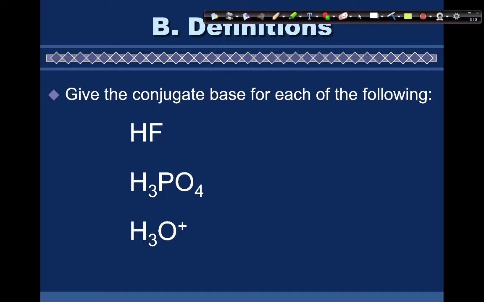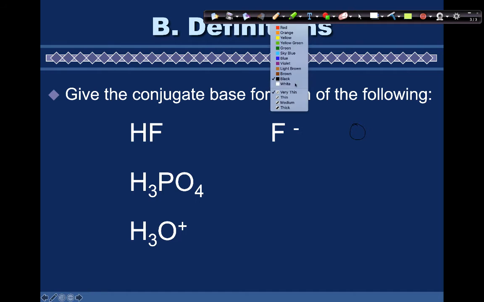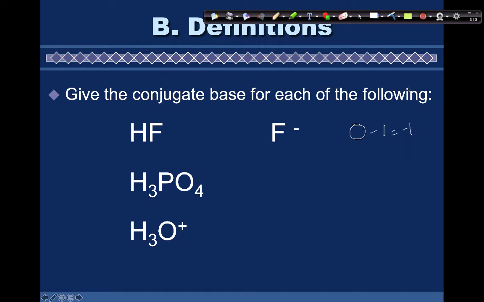All right, so let's give the conjugate base for each of the following. If we're going to give the conjugate base for these, we're going to take off an H plus. So you're going to take off an H, but don't forget you're taking off an H plus, so the charge will be different. So HF becomes F minus. So you're taking off the H, and then you have a charge of 0. Okay, so right here you have a neutral charge. Okay, you're taking away a positive 1. So that becomes negative 1.